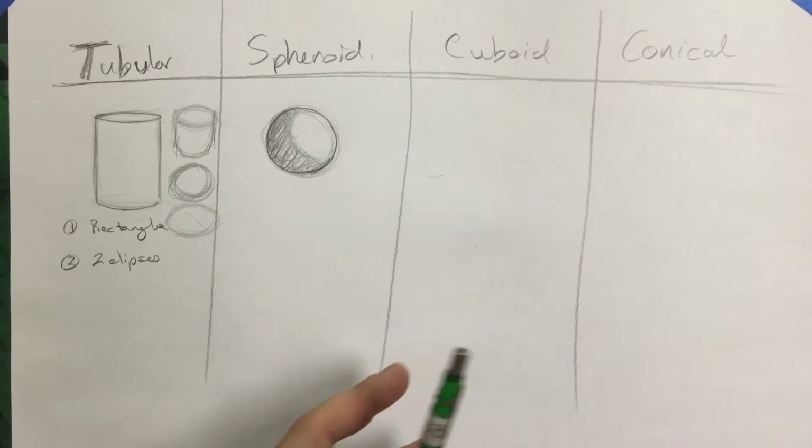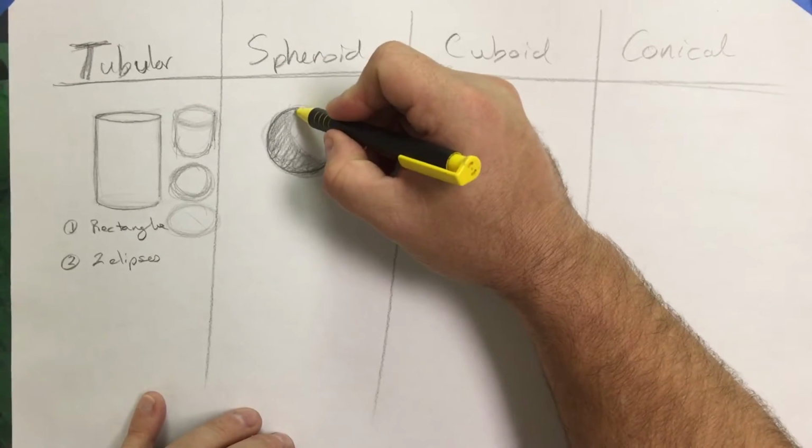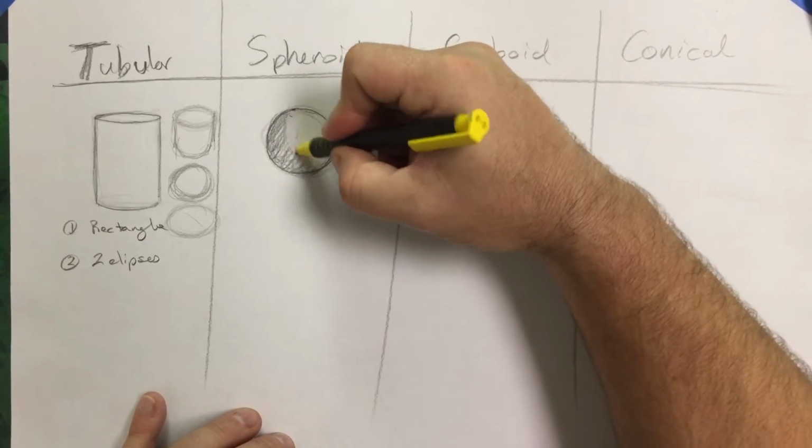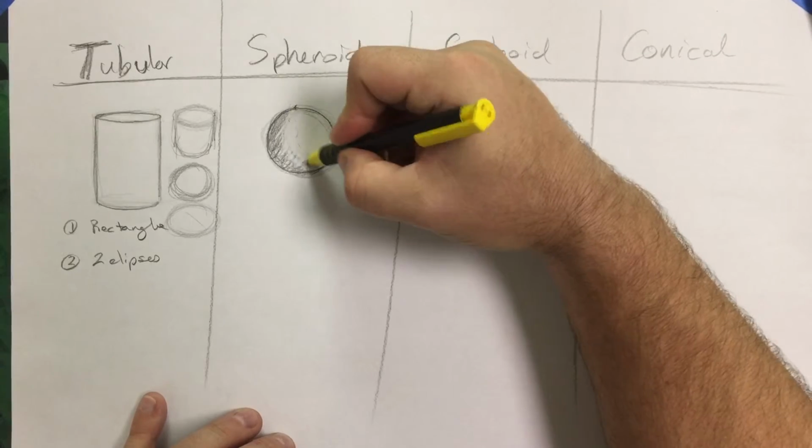The further that your medium shading, your equator shading, goes this way, the darker it's going to appear.